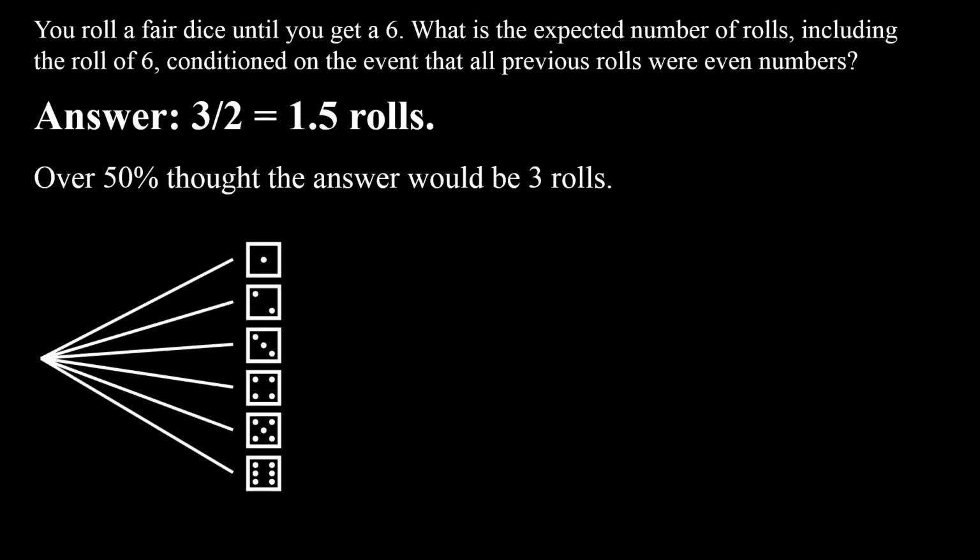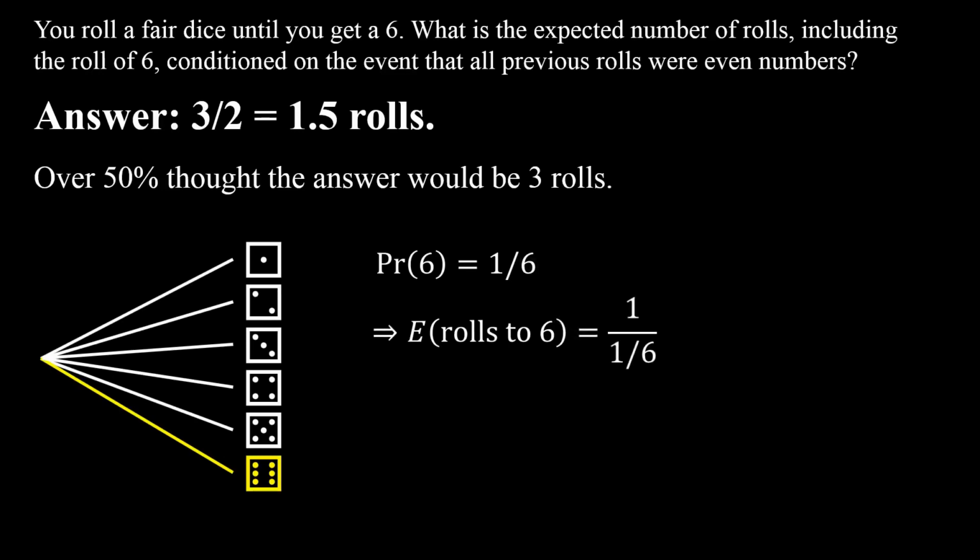So what many people thought with this puzzle is that the probability of rolling a 6 when you have an even roll will be 1/3. There are 3 even numbers, 2, 4 and 6, and the probability of rolling a 6 given that it's even is 1 out of these 3 possibilities. So they used the logic that the expected number of rolls to a 6 given an even roll would be the reciprocal of this, which is 1/(1/3), and that would be 3 rolls.